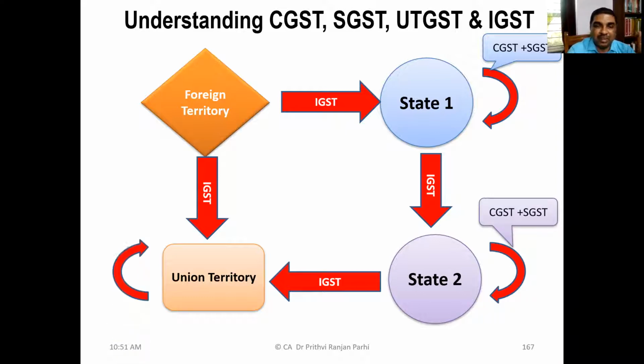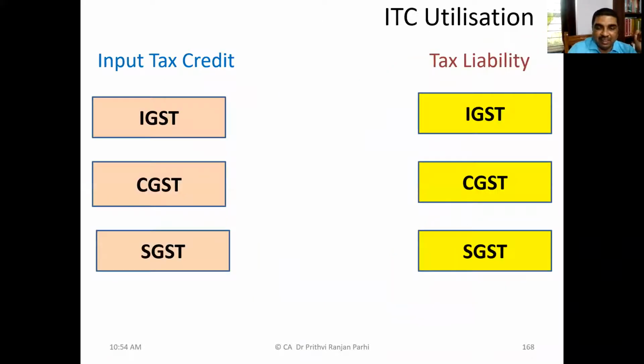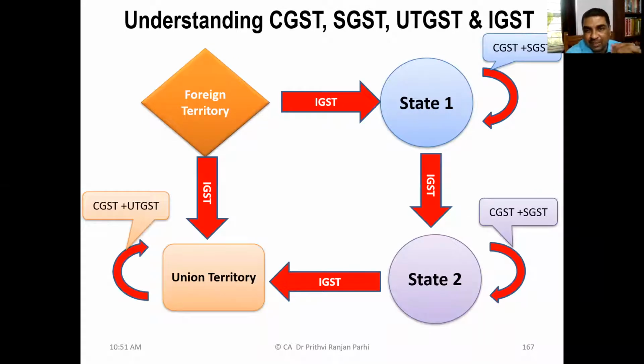But if there is an intra-union territory supply, then CGST plus UTGST will be there. And this concept we know, right? So that means for interstate transaction, IGST is levied, and for intrastate transaction, CGST plus SGST is levied. And for intra-union territory transaction, CGST plus UTGST is levied. I think this concept is clear to all of you. This is the background on the basis of which we'll be moving ahead.